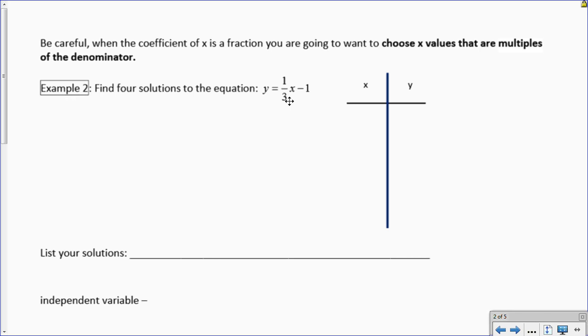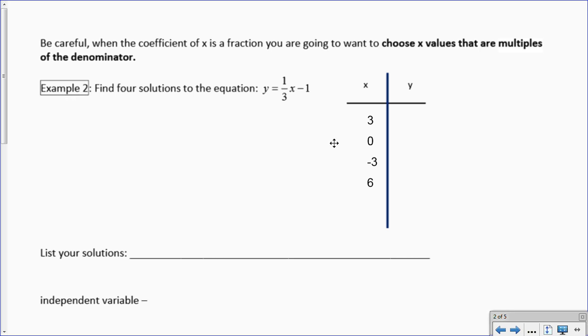Okay, so what I actually decided to pick was a positive 3, because 1/3 of 3 is 1, so it works out really nicely. I picked 0 again, because anything times 0 is still 0. I picked negative 3, because 1/3 of negative 3 is negative 1, and I picked 6, because 1/3 of 6 is 2. So those are the x values I chose. So I'm going to start and fill out my table with that.